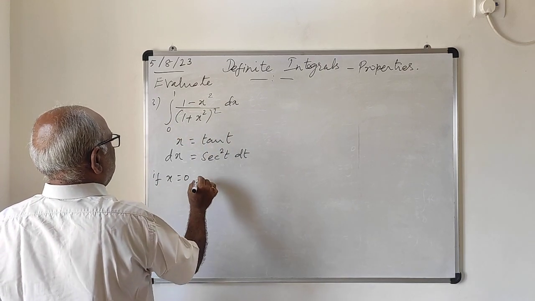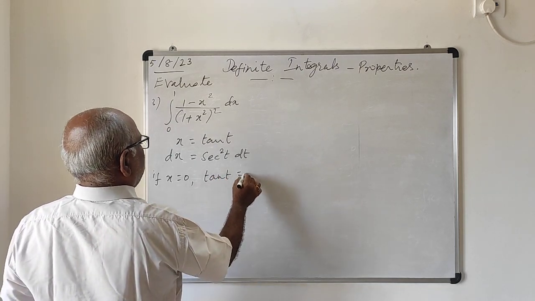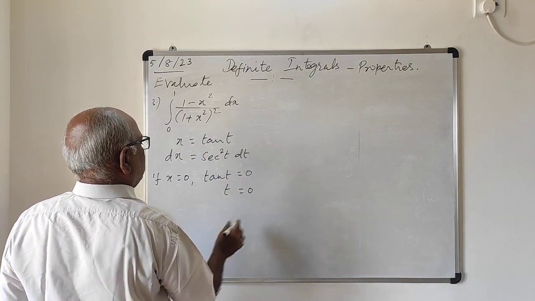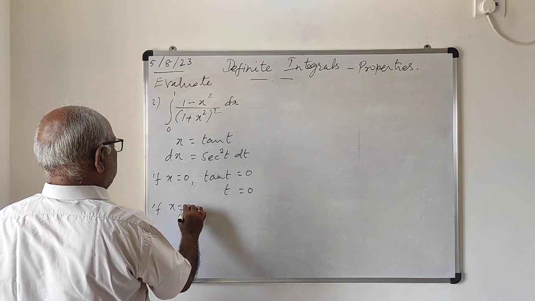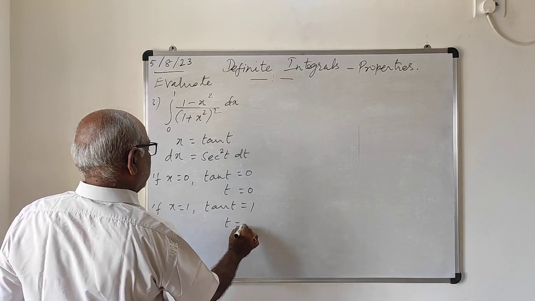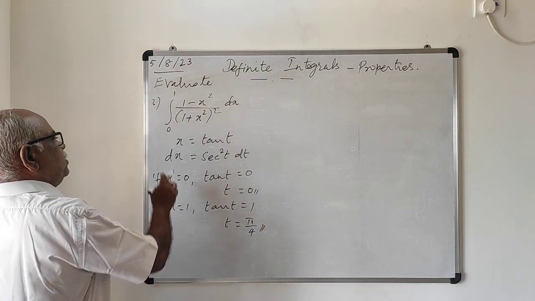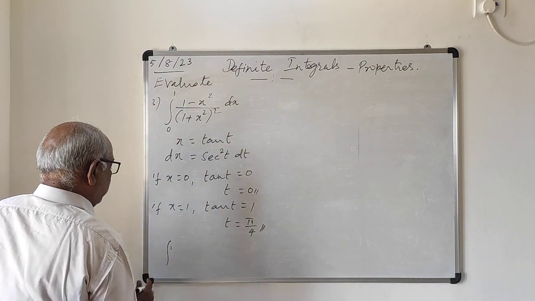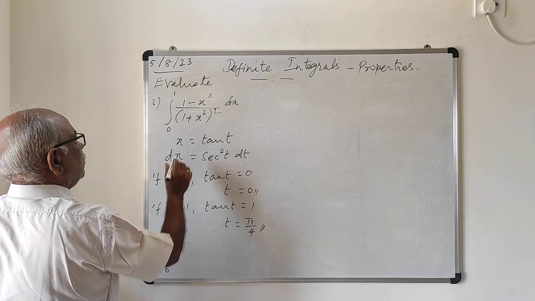If x equal to 0, tan t equal to 0, so t equal to 0. Similarly, if x equal to 1, tan t equal to 1, which implies t equal to pi by 4. Therefore, the limit 0 to 1 becomes 0 to pi by 4. Therefore, this integral becomes integral 0 to pi by 4.